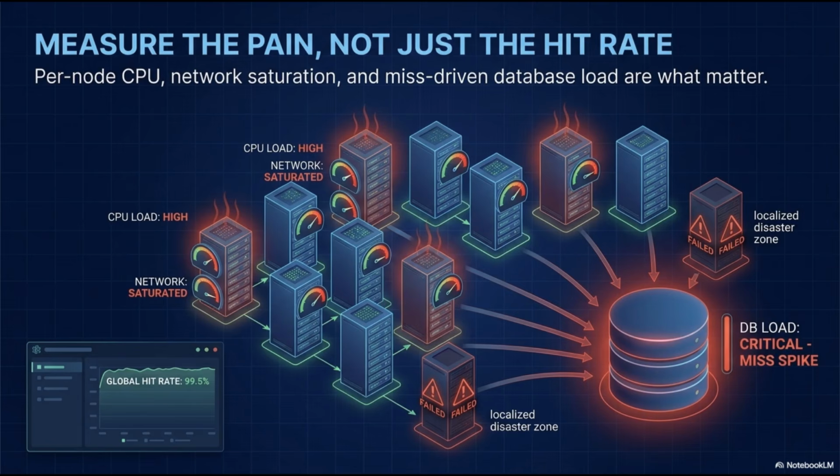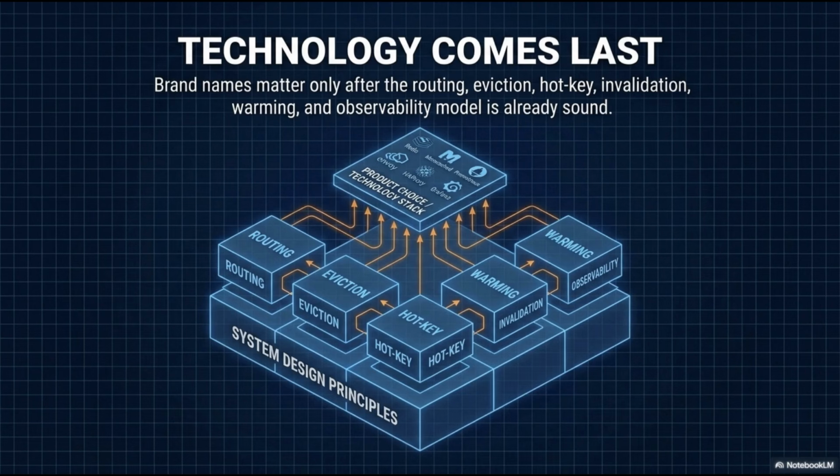Precisely. Notice something structural about this entire architectural breakdown, by the way. What's that? We are at the end of the deep dive, and only now, after designing the consistent hash ring, the eviction strategies, the hot key mitigations, the warming pipelines, and the routing proxy, only now do we talk about the brand names. Technology selection always comes last. It really does. But since we are here, let's briefly contrast the two giants, Memcached and Redis.